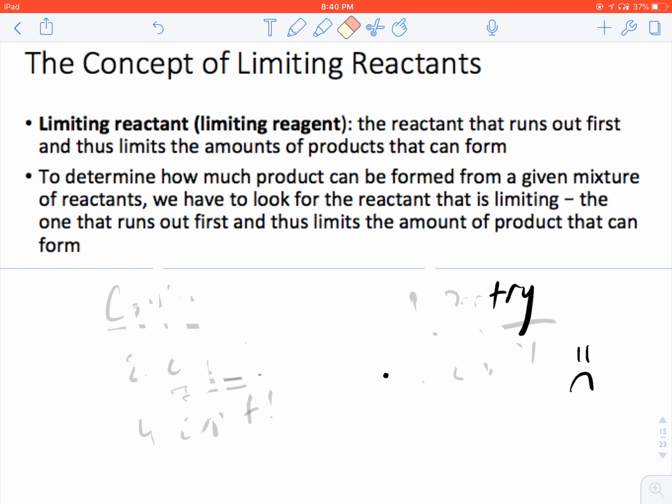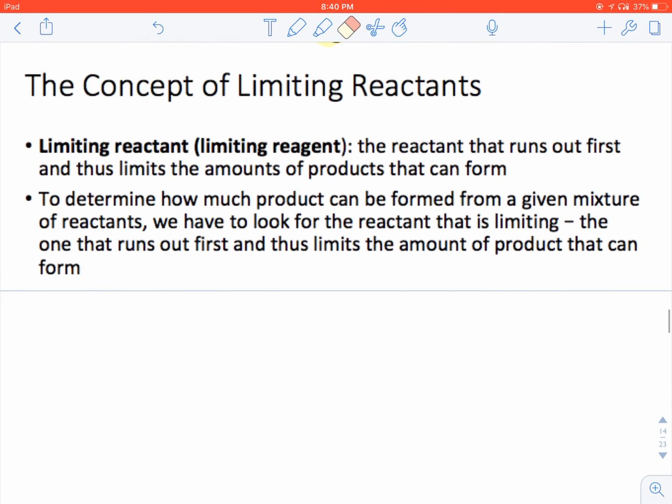And I'll have another analogy for us in just a bit. All right, so here is the concept of limiting reactants, also seen as reagents. The reactant that runs out first is important. So limiting reactant is the reactant that runs out first and limits the amount of product made. Okay, that's pretty much all we need to know. Down here it says determine how much product can be formed. That'll probably make more sense once we start doing these problems.